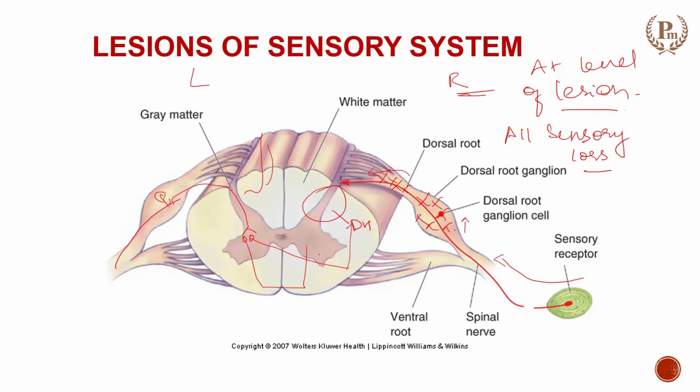Will there be any lower motor neuron type of manifestations here? Will I get a lower motor neuron type of lesion? No, there will be no lower motor neuron type of lesion. So since this lesion is involving the sensory root, that is the dorsal root and the dorsal root ganglion, the loss will be of sensory system.